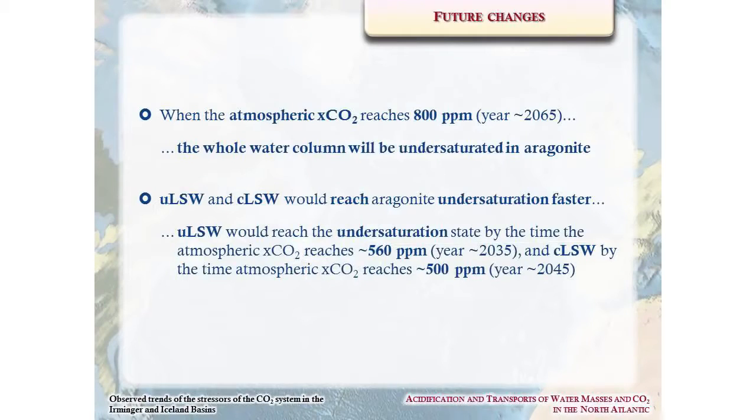According to our predictions, we can also conclude that when the atmospheric CO2 reaches 800 ppm, the whole water column of the Irminger basin will be undersaturated in aragonite. However, the upper and classical Labrador seawater would reach undersaturation faster, and this early undersaturation may affect negatively the cold water corals that inhabit the depths at which these water masses are located.